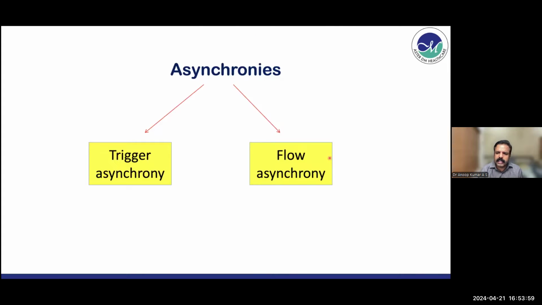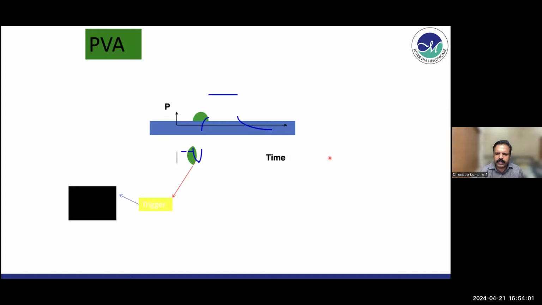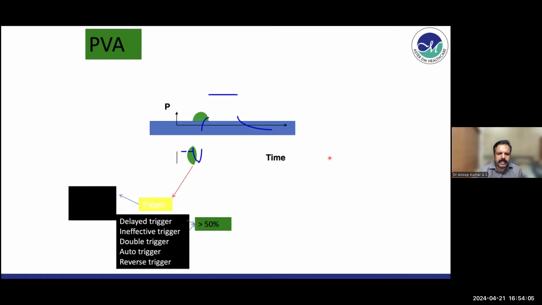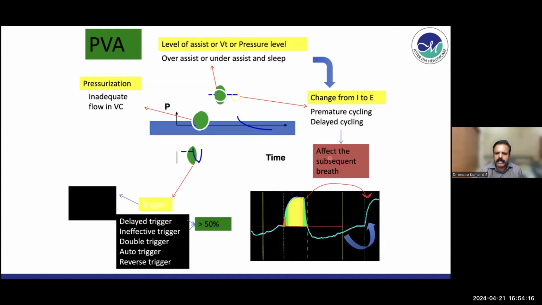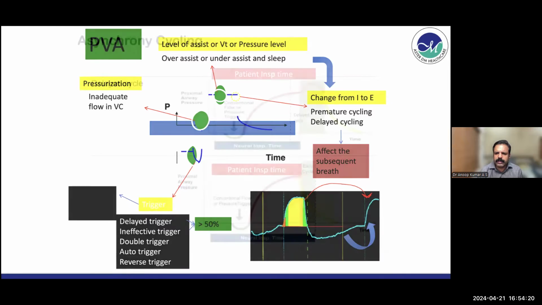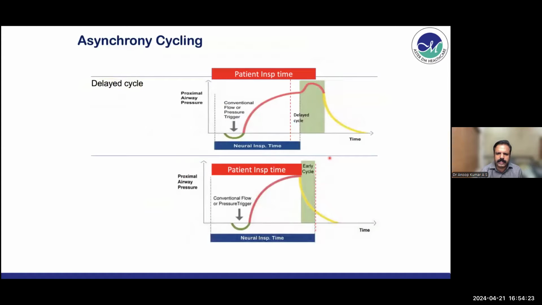The asynchrony can be either a trigger asynchrony or a flow asynchrony. See whether there is adequate flow and whether the trigger is possible. If there is a delayed trigger or an ineffective trigger, double trigger, etc., you have to increase the trigger sensitivity by 50%. And sometimes if there is inadequate flow, here you can see the flow is affected. In that case, you will have to increase the flow, or you have to adjust the I:E ratio.